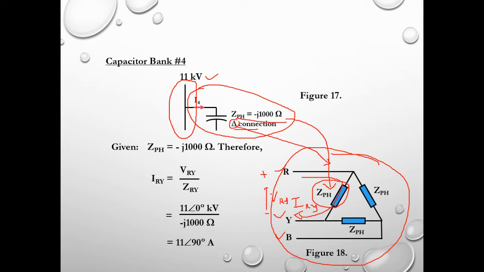So we have VRY over ZRY. ZRY is the phase impedance, which is again provided in the question. This is VRY, so we have 11 kV, 0 degree, over minus j 1000 ohm. Solving this, we can get the value of IRY.